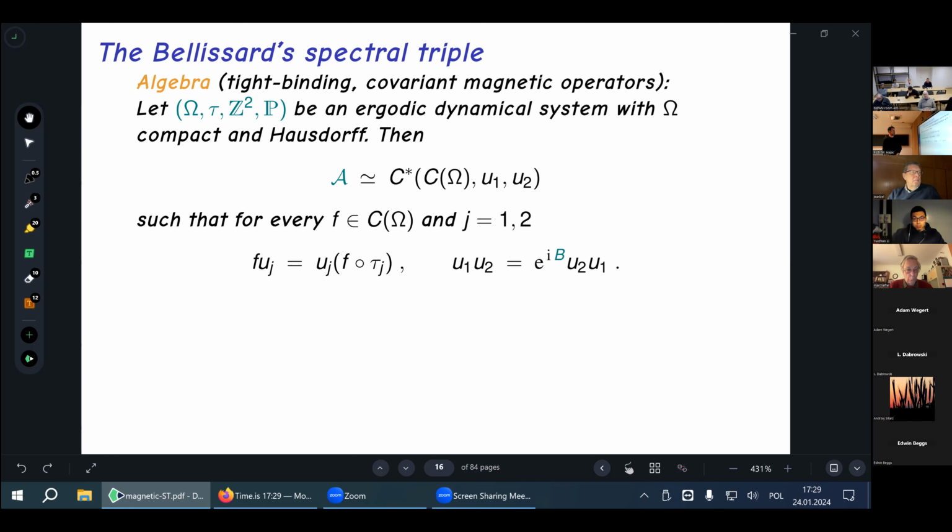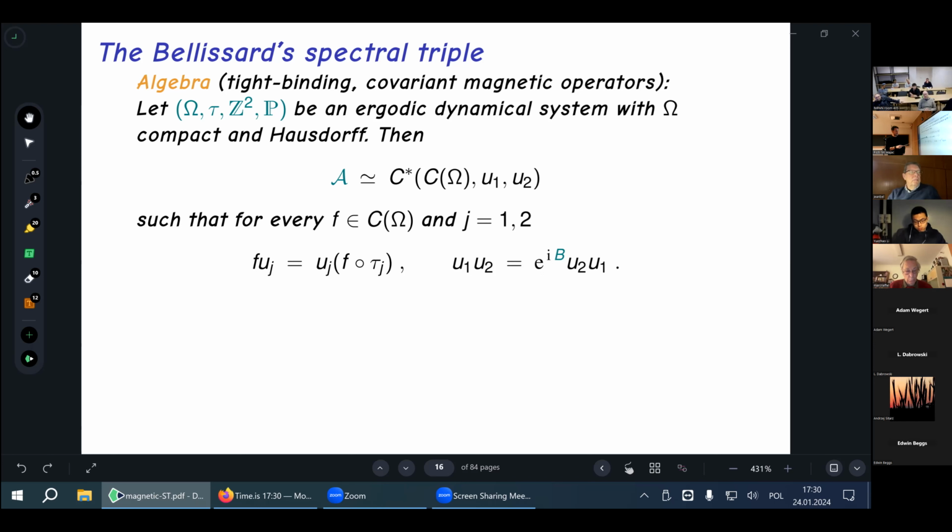I need essentially an ergodic dynamical system with a Z2 action and an ergodic measure P. Omega is compact, okay? And then what I do is the following. I need two unitary operators which commute up to a phase. This phase is an incarnation of the magnetic field. If you want, this looks like a non-commutative torus, but I need more.